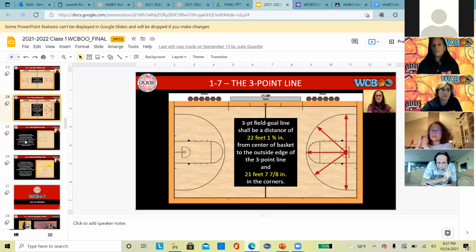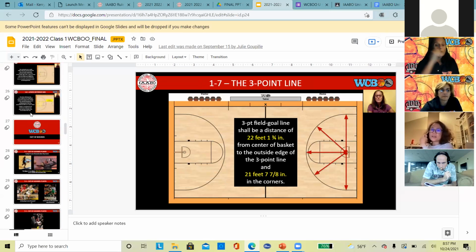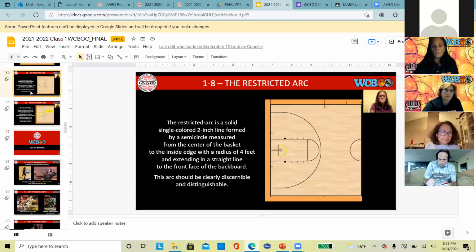So this is the three-point line. This is a new rule this year. I don't know if any of you have done college ball or high school ball, but this is a new rule. We've moved the 3-point line back to the FIBA and the men's line to 22 feet, 1 3/4 inches. Before they did that, they did testing and took surveys before they made that decision. So that is a new rule for the women's game this year. We're kind of excited about that. The women shoot from there anyway, so it's not really going to be a big difference.